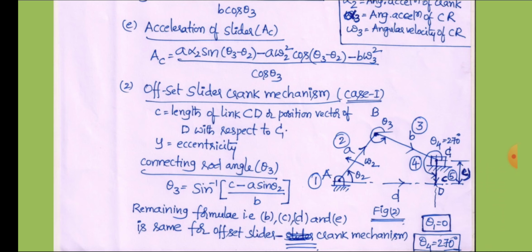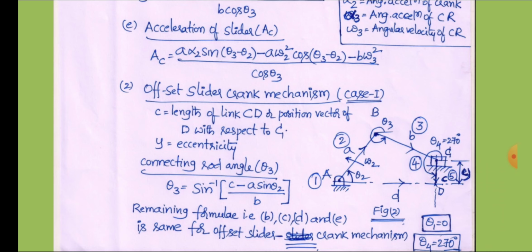So in this type of offset slider crank mechanism, theta 1 is equal to 0 and theta 4 is 270 degrees. Theta 1 is the angle made by the fixed link 1 with reference to the horizontal line. Theta 1 is 0 because the horizontal line and link 1 are coinciding. Theta 1 is 0, whereas the angle made by the slider is equal to 270 degrees.